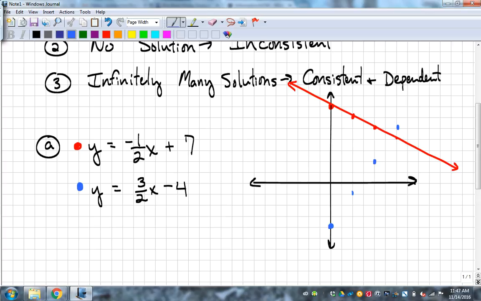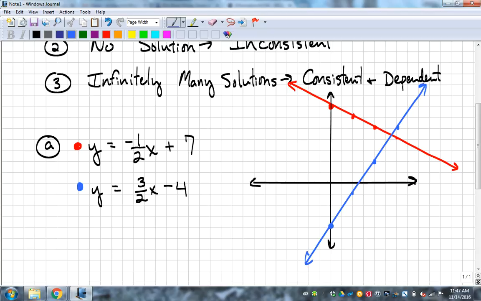Notice I kept counting my slope until I crossed the red line. That'll help you if you'll do that. It's not something you absolutely have to do, but it sure does help get things a little bit more accurate and more precise. Okay. Now, how many places does the red line and the blue line touch?